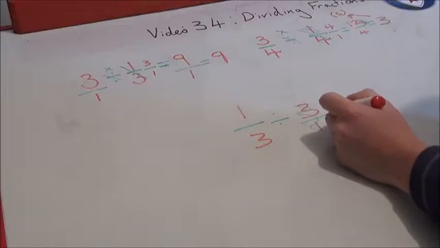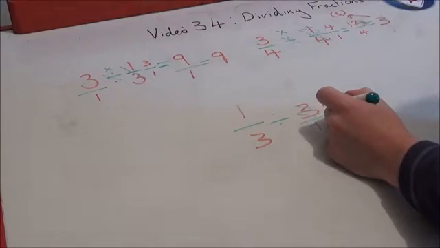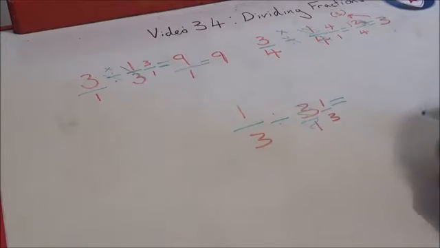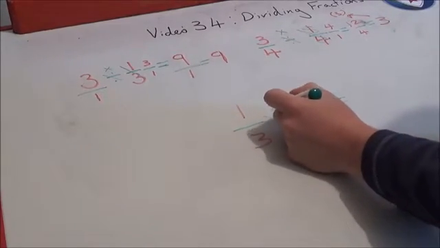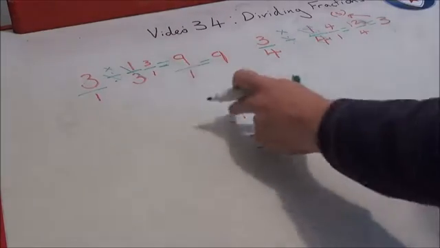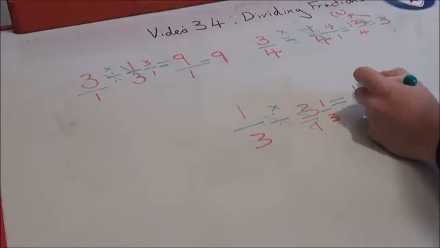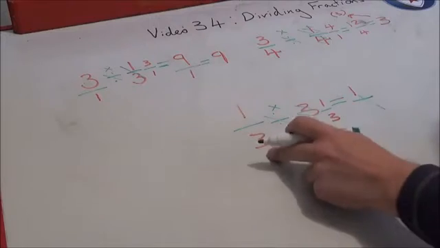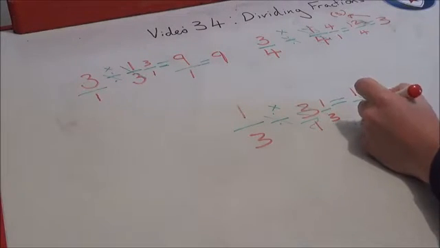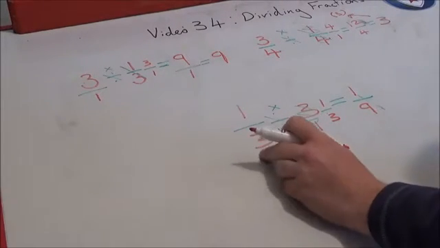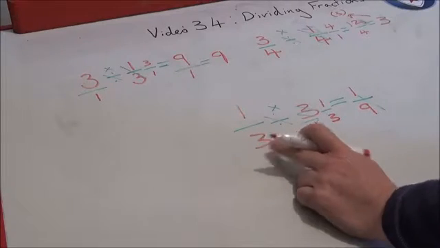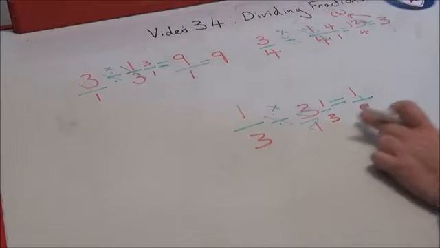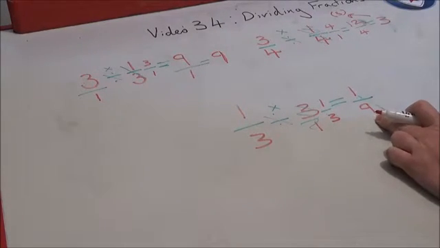So turn it to 1 over 3. Ooh, getting a little bit stuck. And then that means I have to inverse my multiplication. So 1 multiplied by 1 equals 1. 3 multiplied by 3 equals 9. So actually 1/3 divided by 3 equals a 9th.